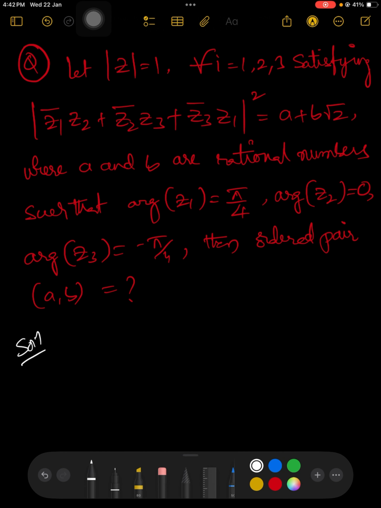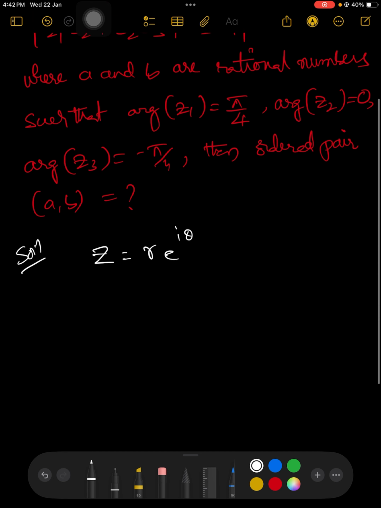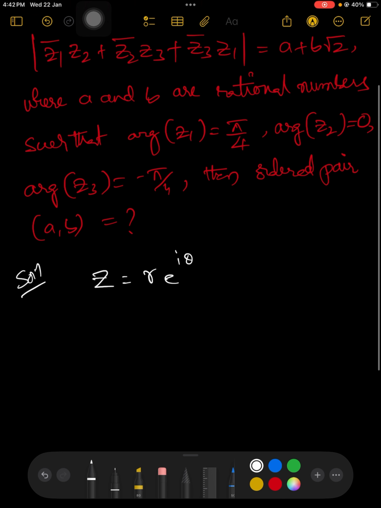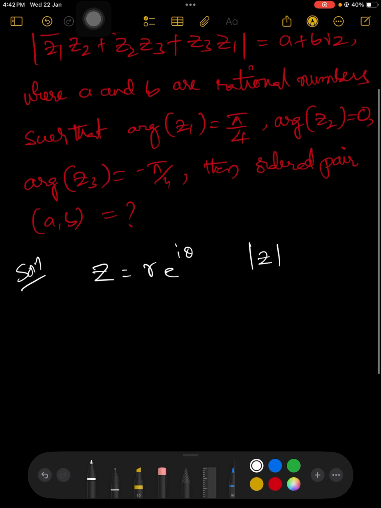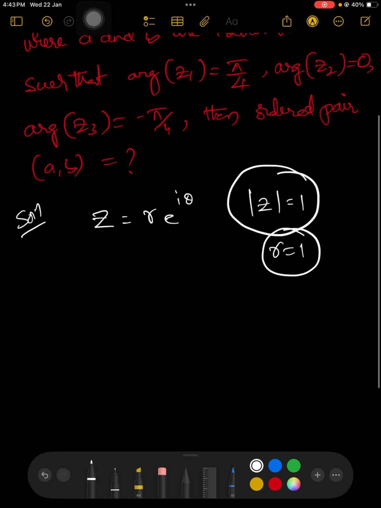The next question is from complex numbers. The given question is let modulus of z equal to 1. So I can consider that z equals r into e power i theta. Then modulus of z equal to r, and they given that modulus of z equal to 1, right? So clearly r equal to 1, right? Next, argument of z1 equal to pi by 4, right? Now z equal to, what we can say is actually cos theta plus i sin theta.